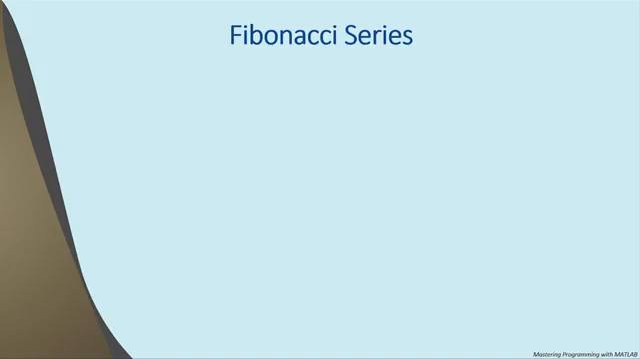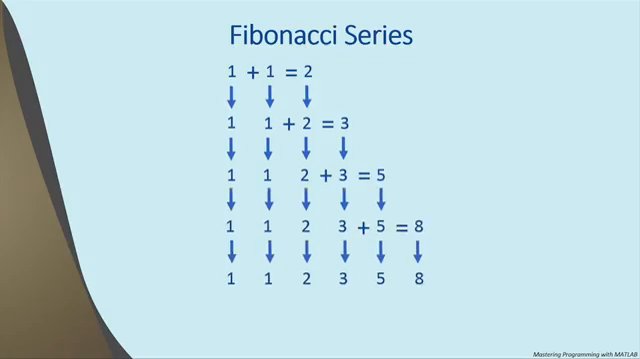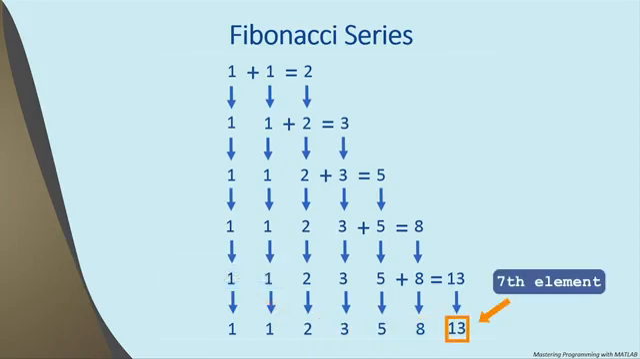It starts out with two ones, and from then on, every element is the sum of the two previous elements. Like, 1 plus 1 gives 2. Now we got 1, 1, and 2. 1 plus 2 gives 3. Now we got 1, 1, 2, 3. 2 plus 3 gives 5. 3 plus 5 gives 8. 5 plus 8 is 13, and on we go. So our first element is 1. Second element is 1. Third element is 2, 3, 5, 8, 13 is the seventh element.